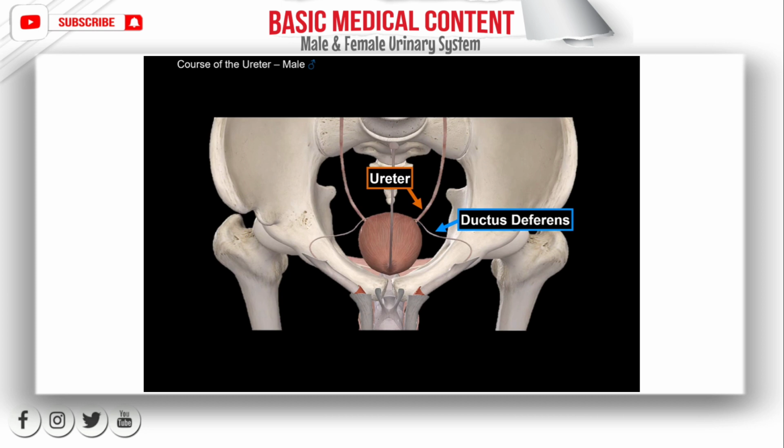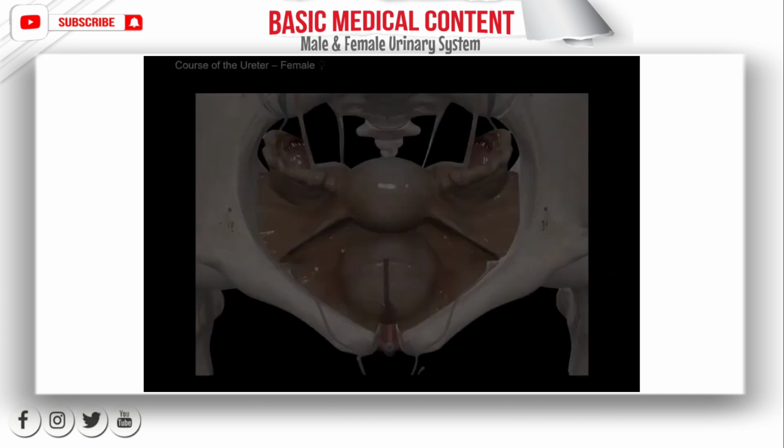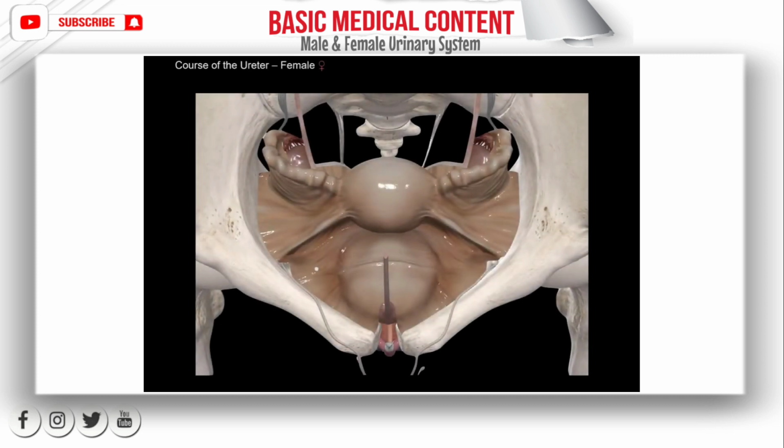The ductus deferens, remember, is the duct that comes from the testes of the male. And then in females, it gets a little more complicated than that. So what do we see here? We see the urinary bladder, we see the ureter at the back, and we also see the uterus and the uterine tubes, or the fallopian tubes.